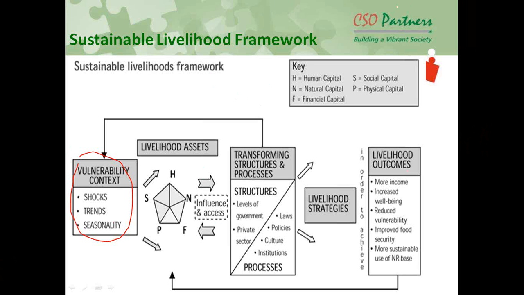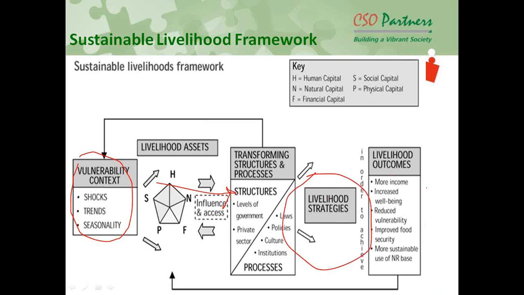Then we try to understand these capitals we talk about. Through that, we look at transforming structures and processes. The structures are levels of government and the private sector, and the processes are policies, programs, cultures, and institutions. Through that, we have a livelihood strategy, and through that livelihood strategy, as we have already discussed, we expect some outcomes. The takeaway from this framework is that livelihood does not mean only the financial aspect. Livelihood status is a product of many other things: it is financial, social, health, nutrition, and many other things.